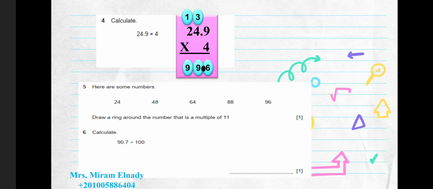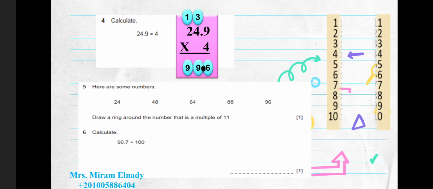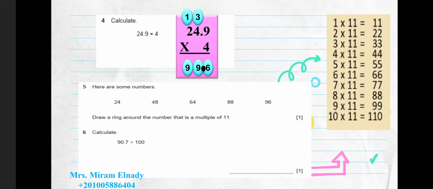Okay. Here are some numbers. Draw a ring around the number that is the multiple of 11. What is multiple of 11? I'm not sure. Let's write down timetable 11. 1 times 11, 2 times 11, and so on. You know this from year 3 or year 4, that when you multiply a number by 11, you find the same number. You just repeat the answer. So from the numbers we have 24, no, it's not there. 48, no. 64, no. 88, yes. 96, no. The number must be repeated, so it's 88.